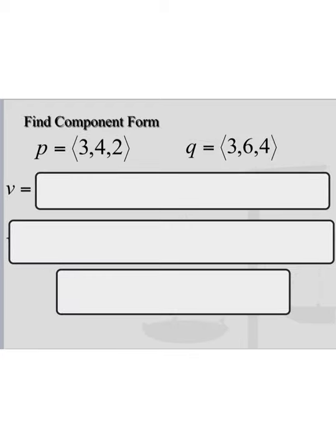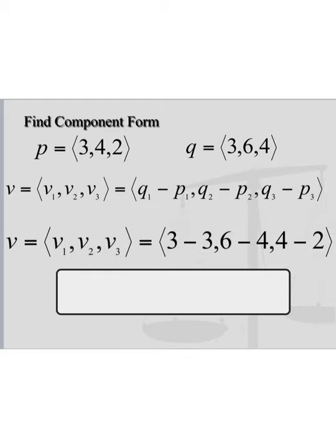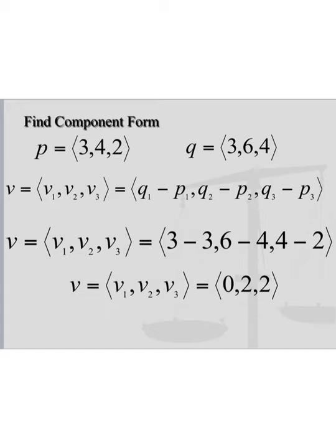For our first example here, we're going to go ahead and find the component form. Given the information, we know p is the vector 3, 4, 2, and q is going to be the vector 3, 6, 4. If I want to find the component form of the vector between those two, what I'm going to do is subtract components. Remember that p is our initial point, q is our terminal point, so it's always going to be q minus p based off how it's listed. So using my formula, I can go ahead and do q1 minus p1, q2 minus p2, q3 minus p3, and I get my final vector of 0, 2, 2.